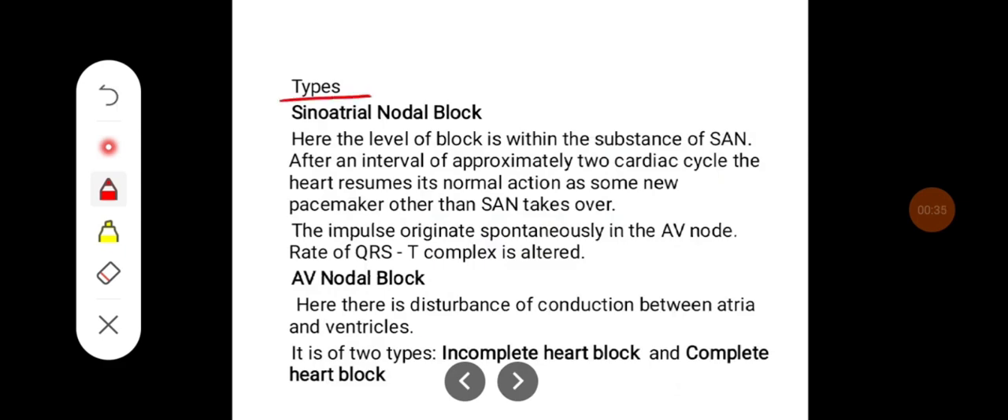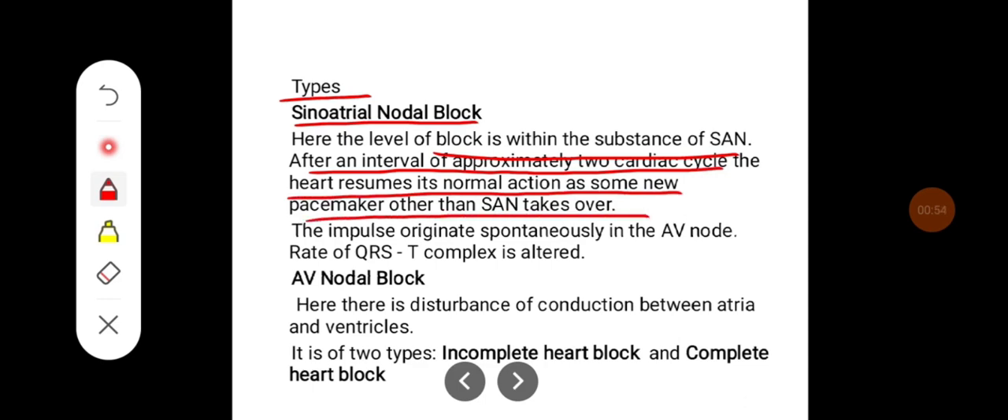There are different types of sinoatrial nodal block. Here the level of block is within the substance of the SA node. After an interval of approximately 2 cardiac cycles, the heart resumes its normal action as some new pacemaker other than the SA node takes over. The impulse originates spontaneously in the AV node. The rate of the QRS T complex is altered.